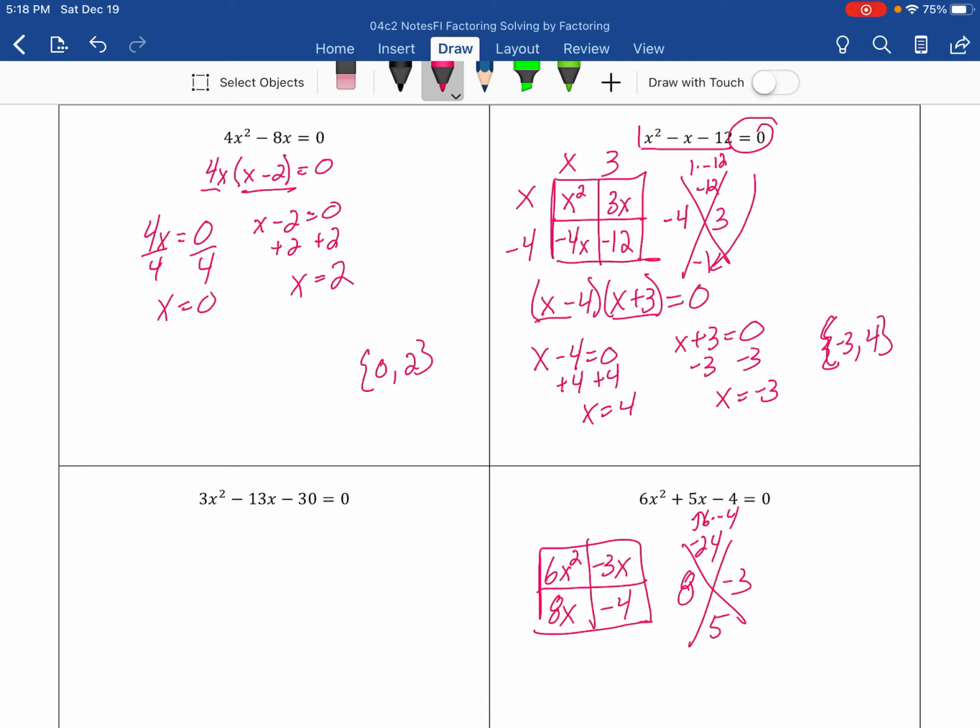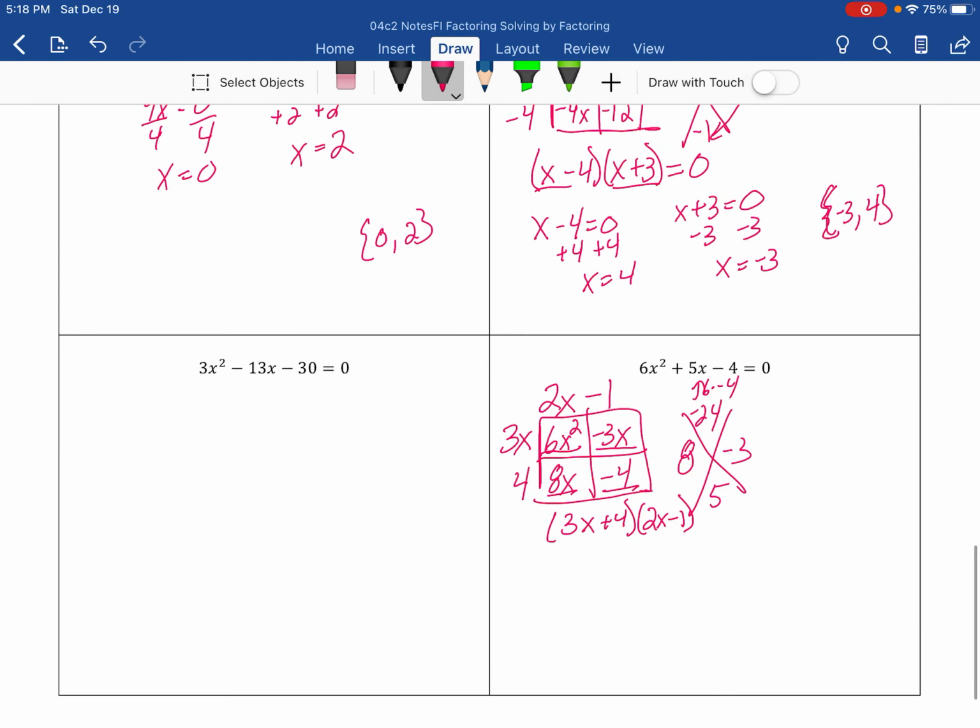So this is going to be 8x, this is -3x. I find my greatest common factor for my row, which is going to be 3x. My greatest common factor for this row is 4. Here, this is 2 and x. This is going to be -1. So my factors are going to be 3x plus 4 times 2x minus 1.